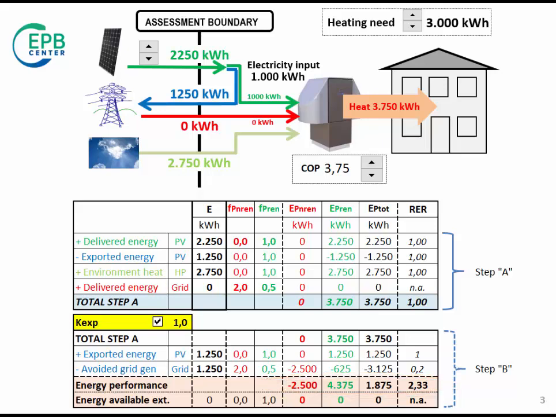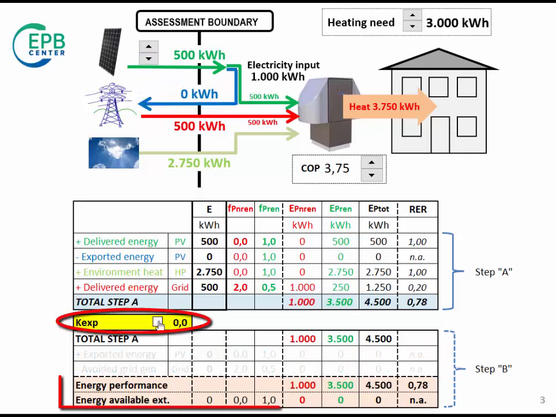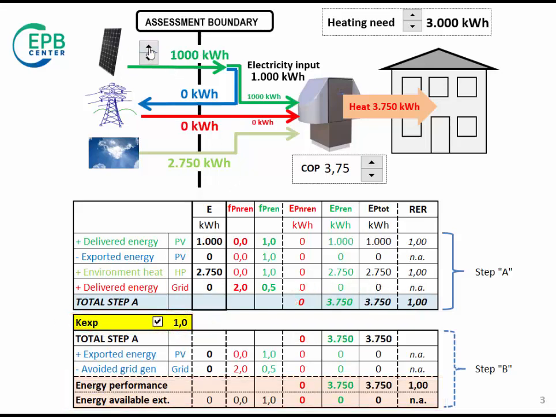Now let's have a look at the consequences of option B on the potential value of energy performance indicators. Let's start with no exported energy. The option about K exported has no effect on energy performance until electricity is completely provided by PV and there is no non-renewable primary energy used and the renewable energy ratio is 1. As soon as exported energy appears, the non-renewable energy becomes negative.